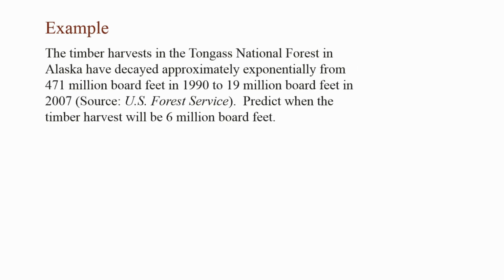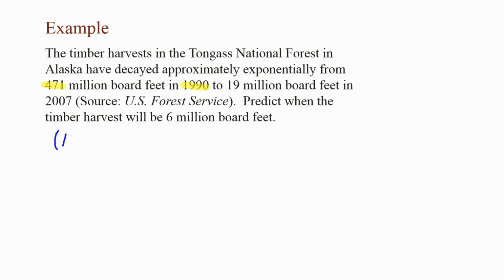In this example, the timber harvest in the Tongass National Forest in Alaska has decayed approximately exponentially from 471 million board feet in 1990 to 19 million board feet in 2007. Source: U.S. Forest Service. Predict when the timber harvest will be 6 million board feet. So first let's talk about what we know. There were 471 million board feet in 1990.